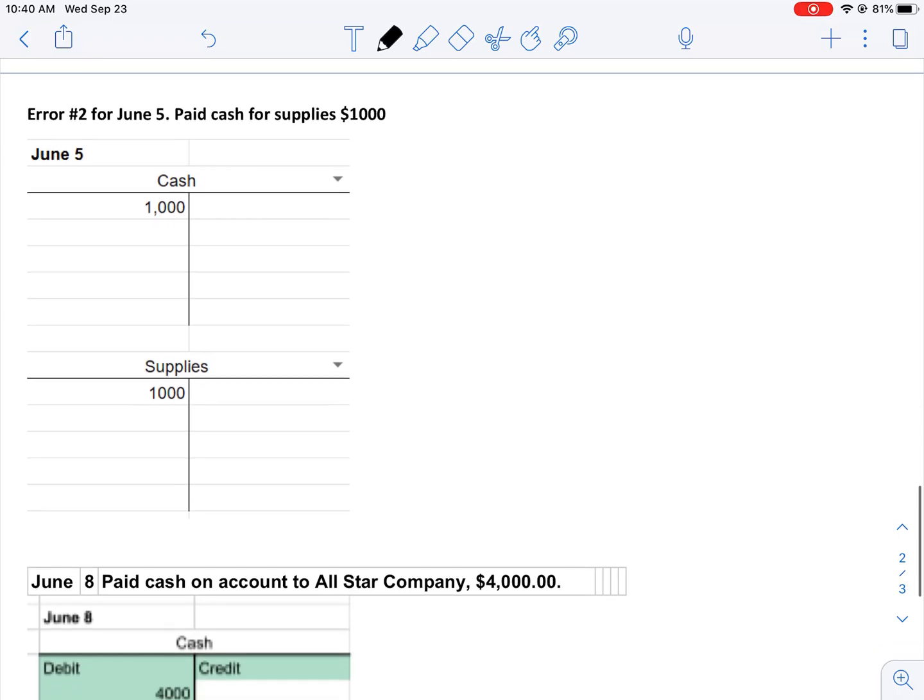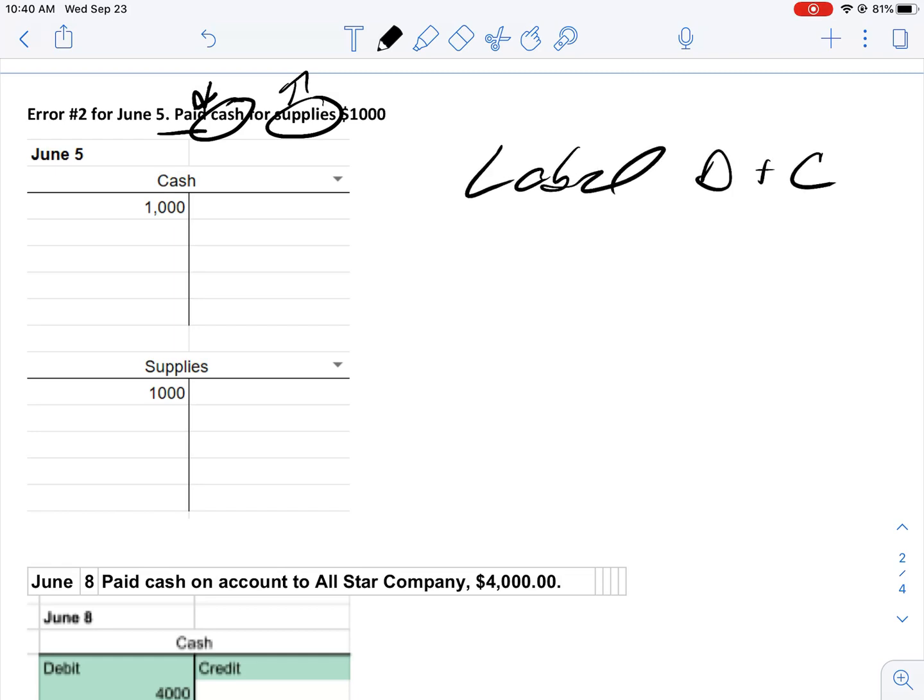Moving on to the error number 2, same transaction, paid cash for supplies. Cash is going down, supplies are going up. Paid cash. Again, here we are. Label the debits and credits. If I were to read this back to you, this is saying that I have received cash. Does it say up here that I received cash? No, it does not. Now, bought supplies, okay? So now this is saying that basically our supplies increased, so we're good there.